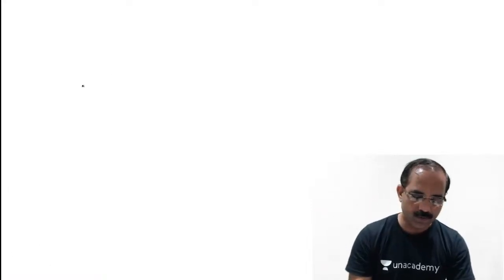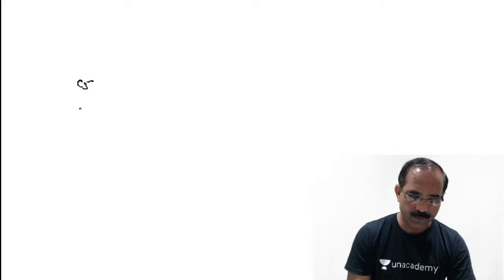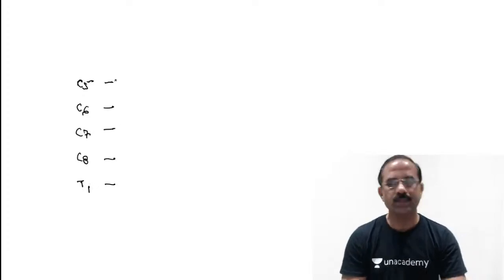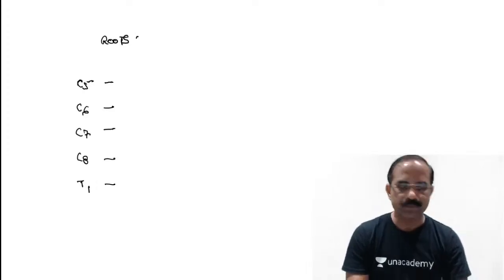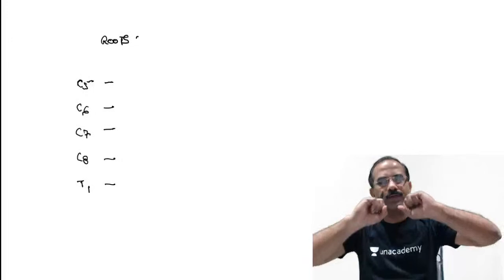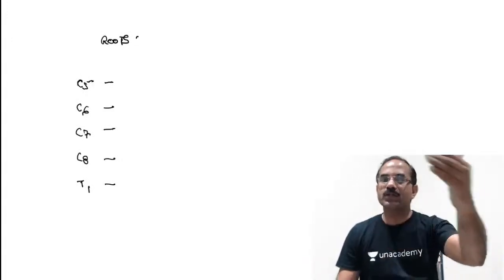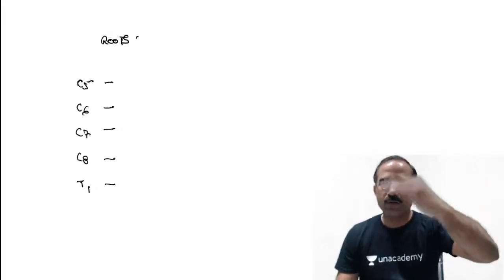This is C5, C6, C7, C8 and T1. So what are these? These are the roots. These are the ventral rami. You know, a spinal nerve divides into a dorsal and ventral ramus. The ventral ramus is the one which takes part in the formation of a plexus.